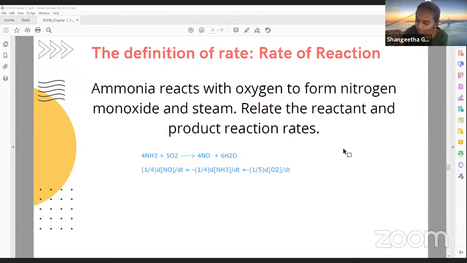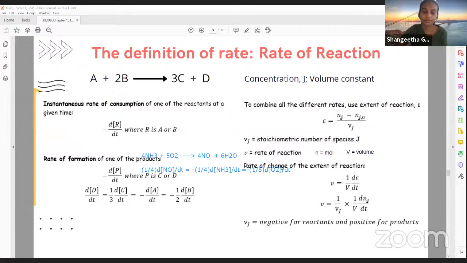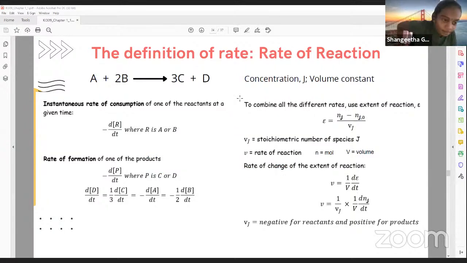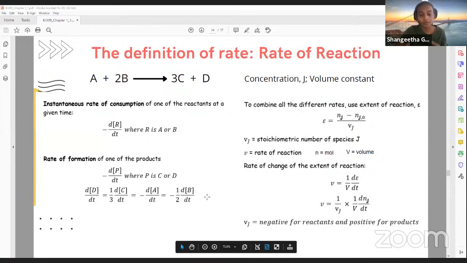Okay, let's move on. Okay, so moving on. Now that you know how you relate and you know the meaning behind the general equation that I've shown you, and also how to apply it when you have a real question situation.